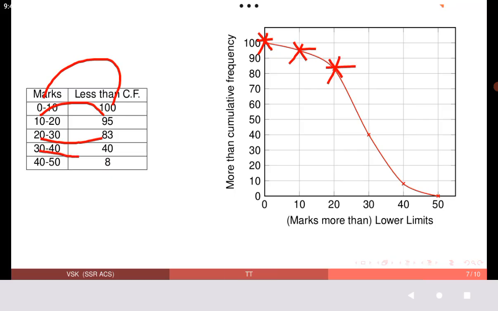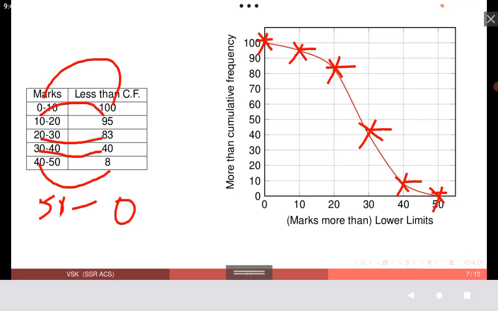Corresponding to 30, at a height of 40, we'll mark this. Corresponding to 40, at a height of 8, we'll mark this. And for the last 50, that is not mentioned over here, we'll write corresponding 0. So this will be marked over here. And we'll have to join this with a smooth hand. So that will be the more than type cumulative frequency curve.